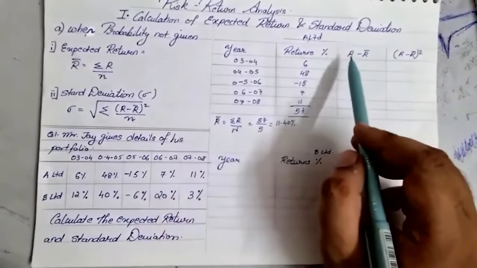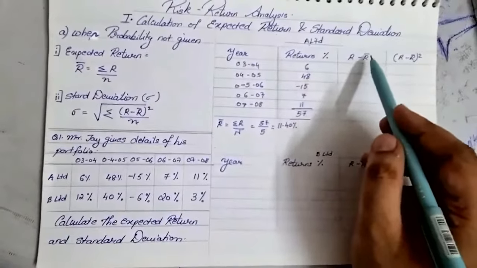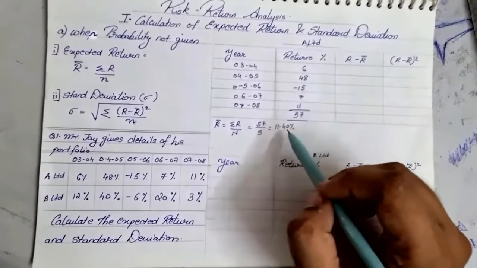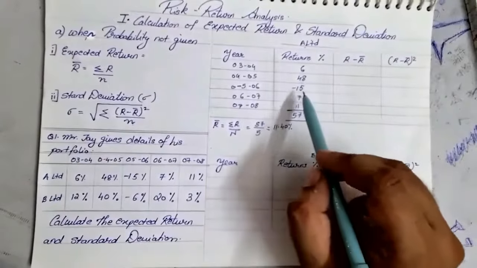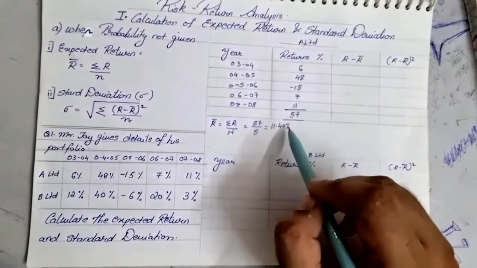Okay. So we finish with the expected return. Now in order to find standard deviation, our next column is R, that resembles all your returns, minus R bar, that is the expected return. So it will be 6 minus 11.4, 48 minus 11.4, negative 15 minus 11.4, 7 minus 11.4 and 11 minus 11.4. So we'll get the difference. 6 minus 11.4 is negative 5.4, following it with 36.6. Negative 15 minus 11.4 will give you negative 26.4. 7 minus 11.4 is negative 4.4, and 11 minus 11.4 is negative 0.4.